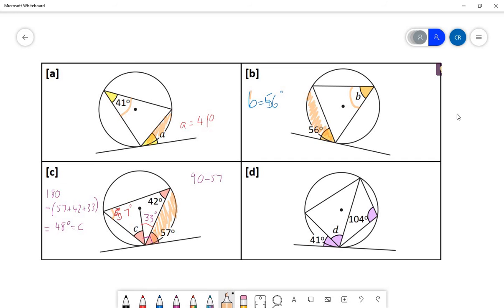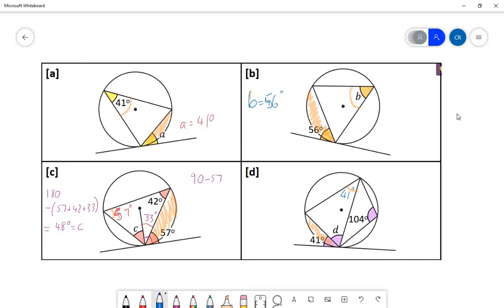So we have an angle between the tangent and the chord, and we colour in that segment. And we reach from the ends of that chord right across with a piece of elastic to the opposite side. There's our alternate segment. Okay, so this is 41 degrees up here.